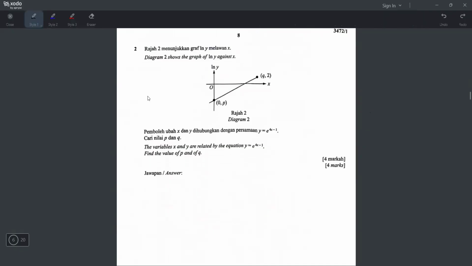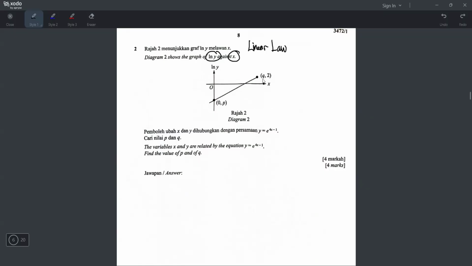Okay, let's continue with question number 2 now. Diagram 2 shows the graph of ln y against x. This is a linear law question, from Form 4 Chapter 6. Okay, linear law question, right? So they give us a diagram here.